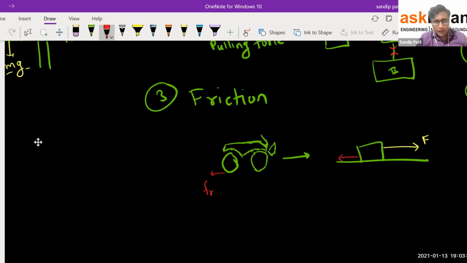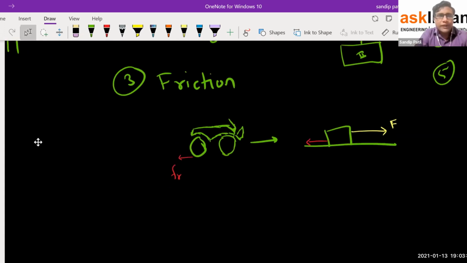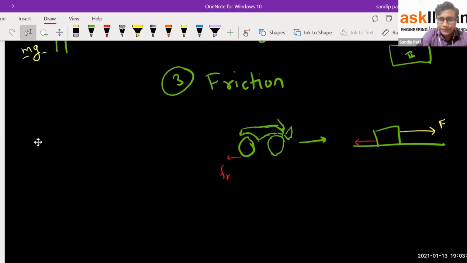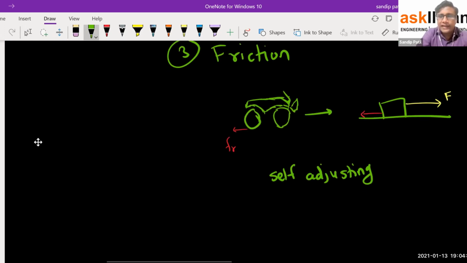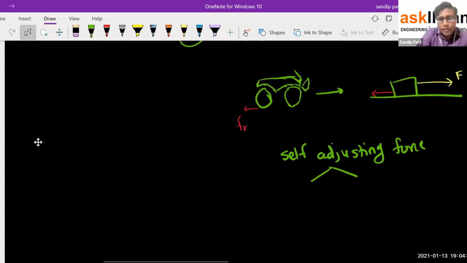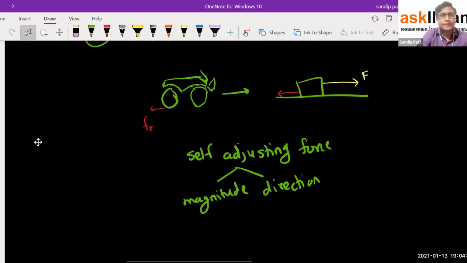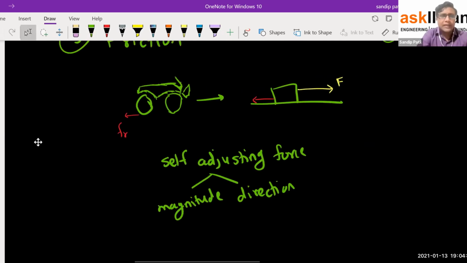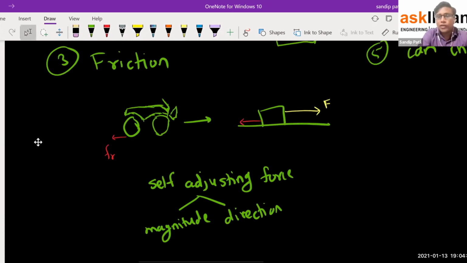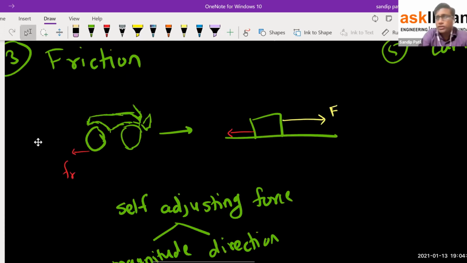again friction will apply in the opposite direction, right? Now, a very important and interesting thing about friction is that it is called a self-adjusting force. It adjusts its magnitude as well as direction, right? So now let's see what is the meaning of that. First, direction: I'm trying to move this block, let's say to the right side, and friction is acting toward the left side.